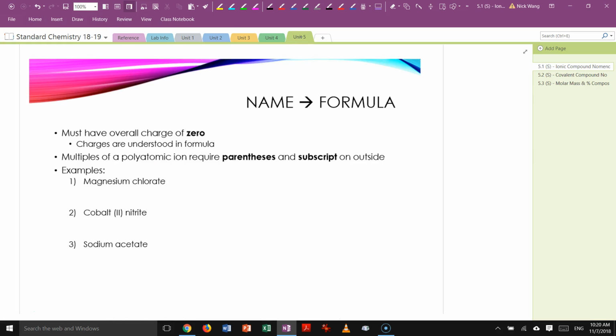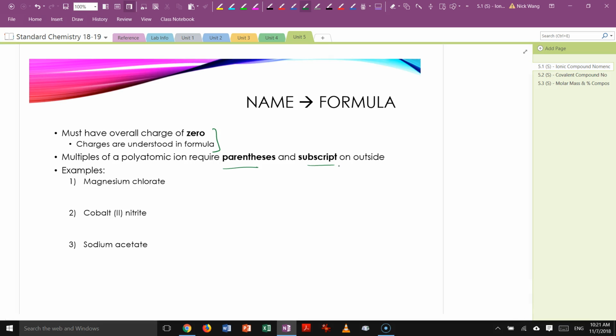So back to the slides, looking at the actual setup here. The naming of the formula really hasn't changed much. There's one little bit that we do have to be careful of. So going from the name to the formula, the formula is the letters and the numbers. What exactly happens here? No big deal about this first point, it's the same as before. The charges overall have to be 0. And the charges are understood in the formula. They're never explicitly written out, so they're understood to be a part of that formula, but never shown. But this is where the new thing comes in: multiples of a polyatomic ion require parentheses and a subscript on the outside. So this is again introducing parentheses, but for the formula.